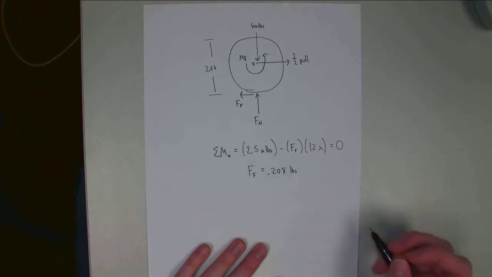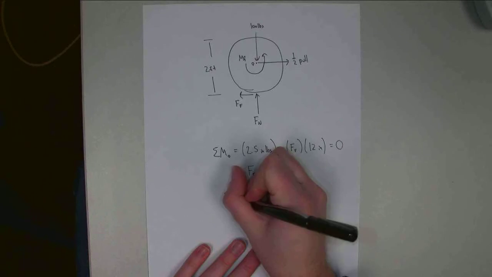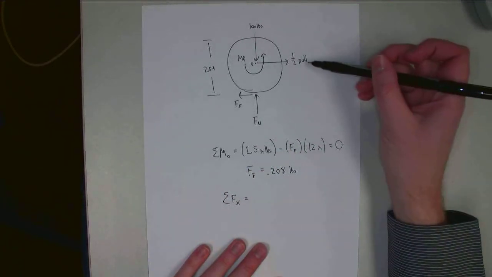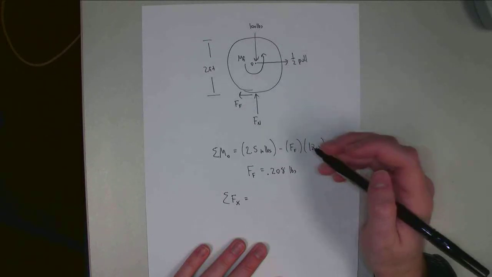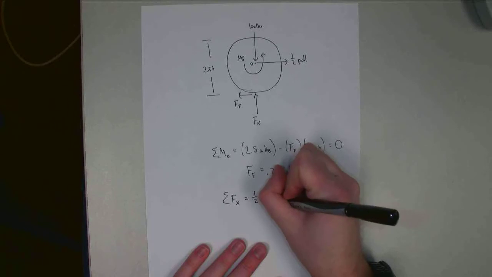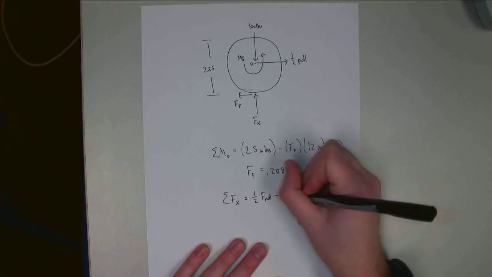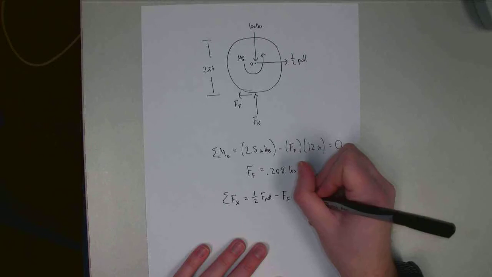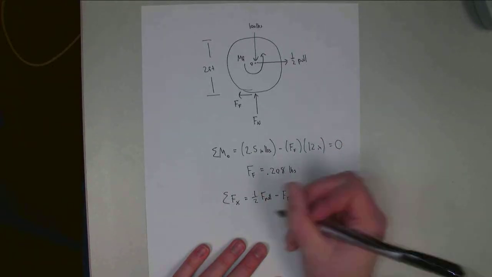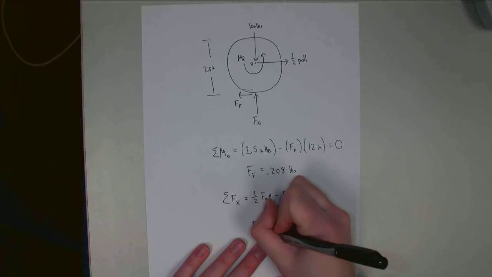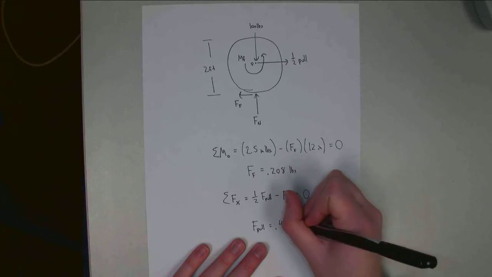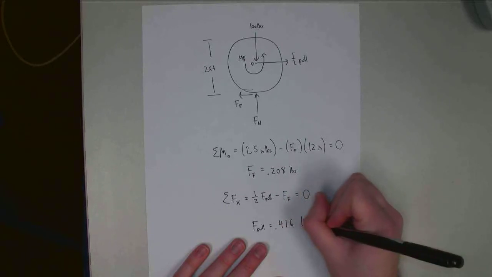Alright, so sum of forces in the x direction now. I've only got two forces in the x direction. I've got this 1/2 of the pulling force and this frictional force over here. So it's positive 1/2 F pull minus FF equals 0. And so my pulling force has to be equal to 0.416 pounds.